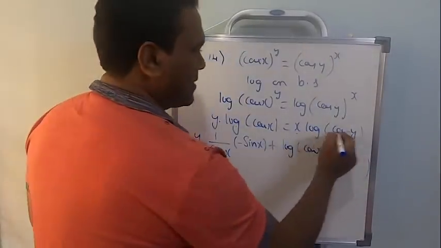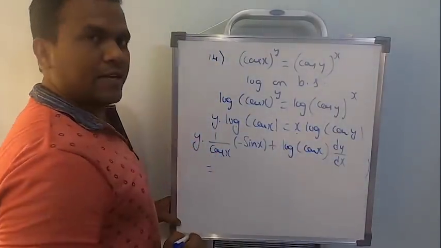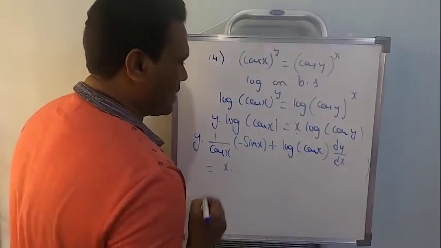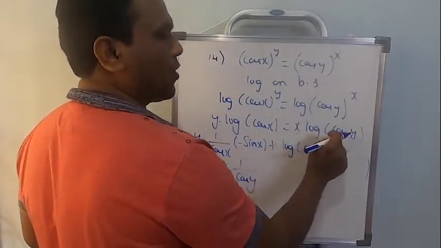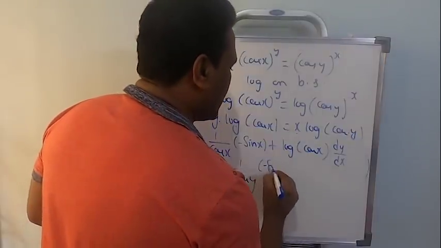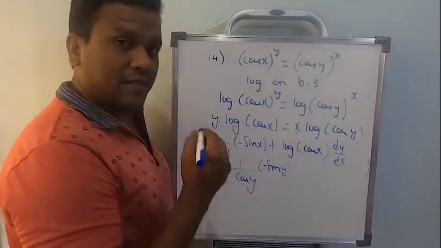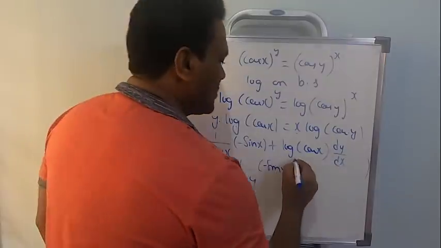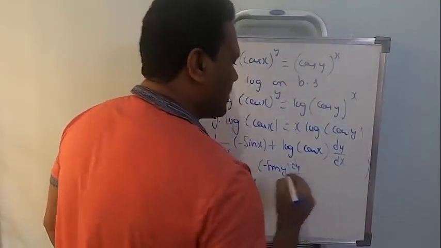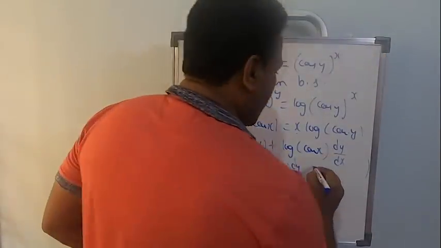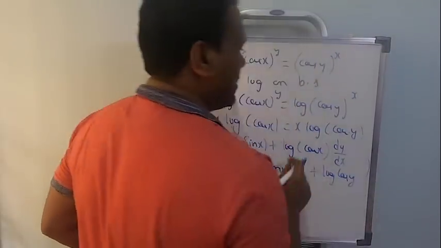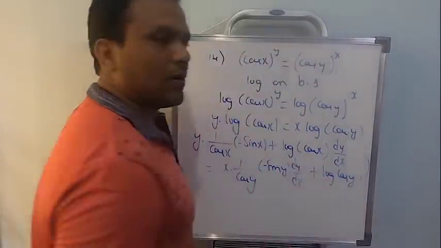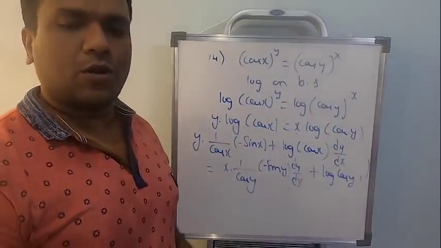Now look at the right side. The right side is also a product of two. Again apply the product rule. x multiplied by 1 by cos y, that is differentiation of log, then for cos y minus sin y, but it is a term of y, so after differentiating it is multiplied by dy by dx, plus log of cos y as it is, and differentiation of x will be 1. Both sides we have applied the product rule.